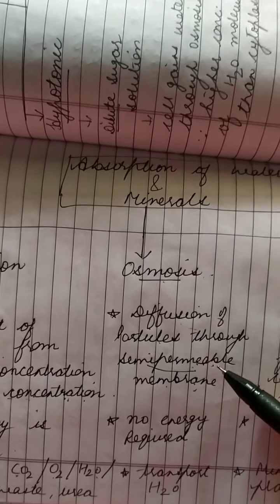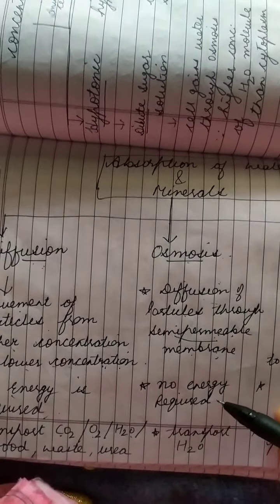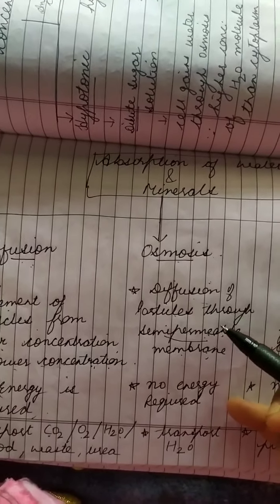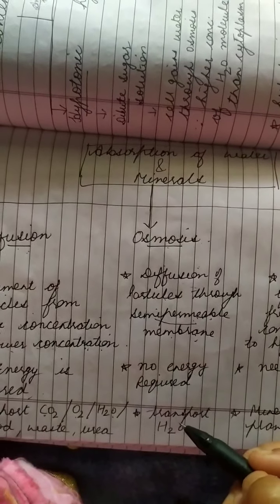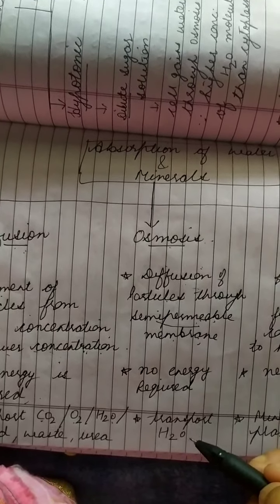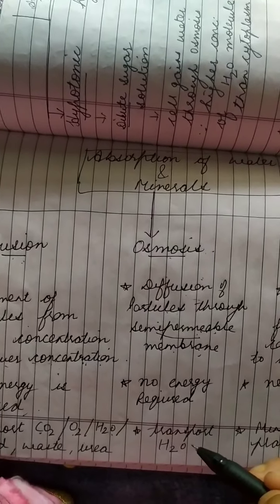to pass through them. So diffusion and osmosis are the same, and they also do not require energy, but osmosis happens in the presence of the semi-permeable membrane, and mostly through osmosis water is transported to the different body cells, in the plant cells as well as in the animal cell.